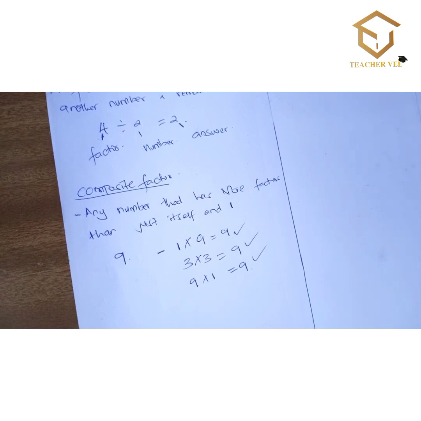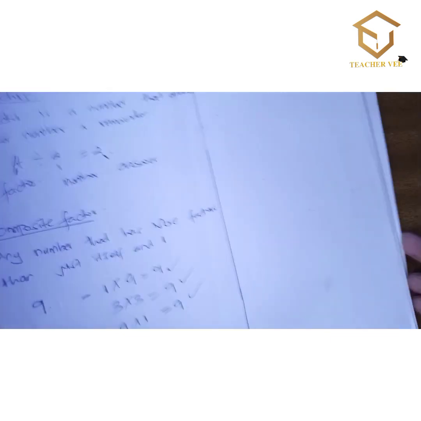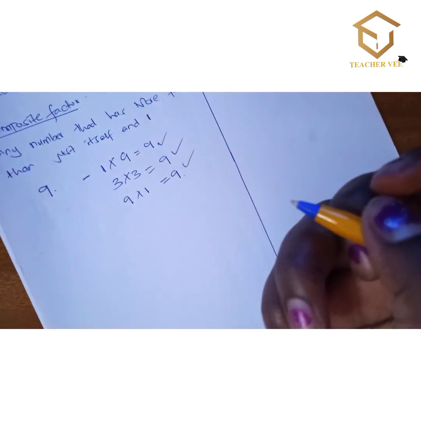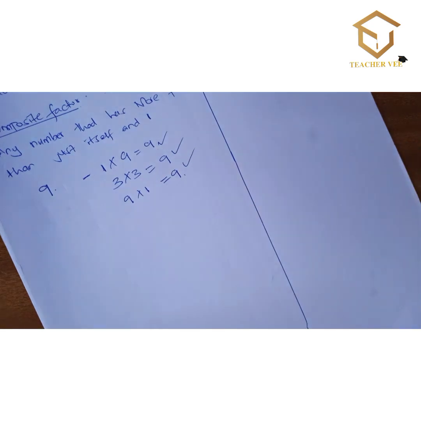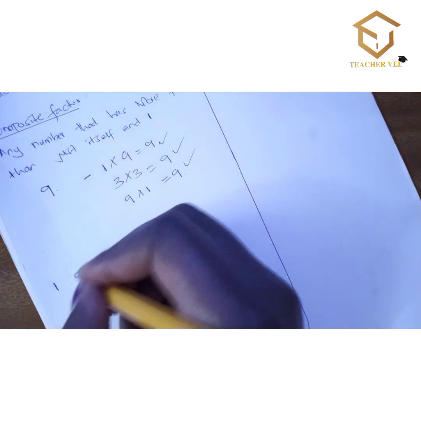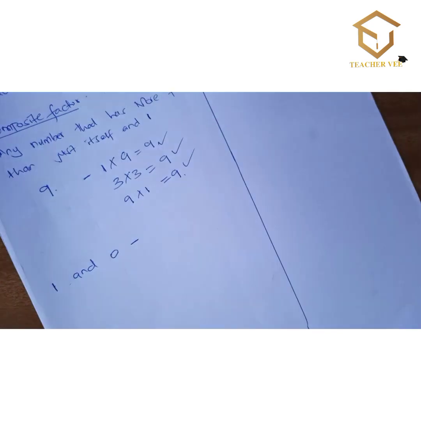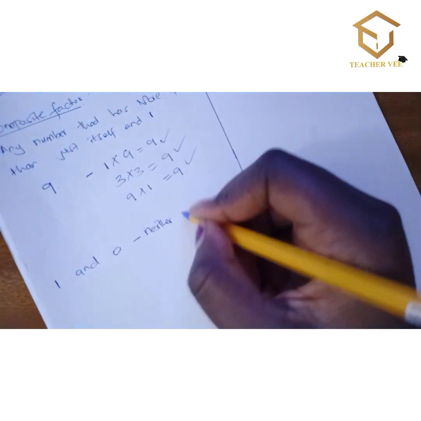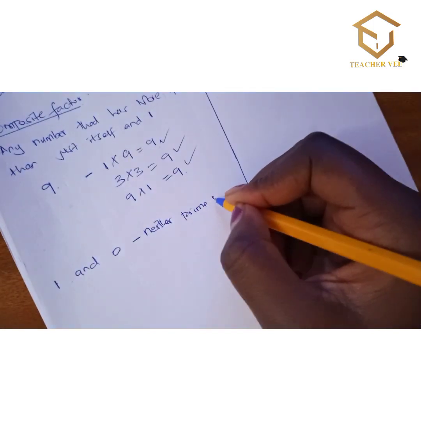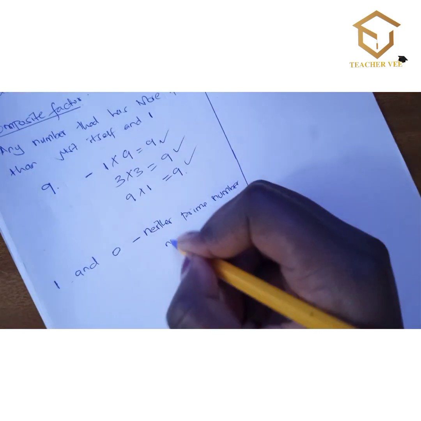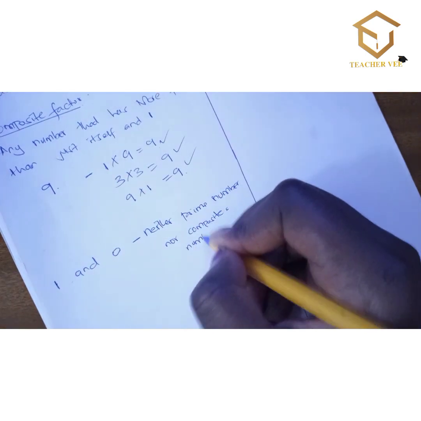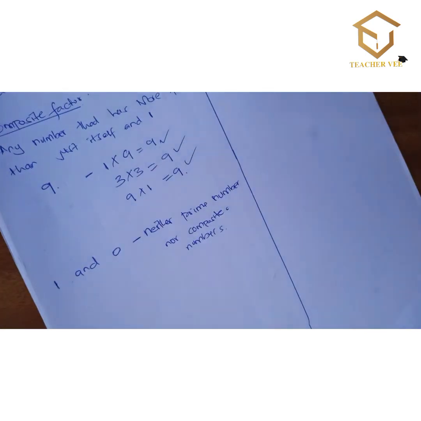Hope you are understanding. If there will be any question, please don't forget to ask me. Okay, the next thing is the exemptions. The exemptions in these factors are 1 and 0. These 1 and 0 are neither prime numbers nor composite numbers, but in general, they are natural numbers.